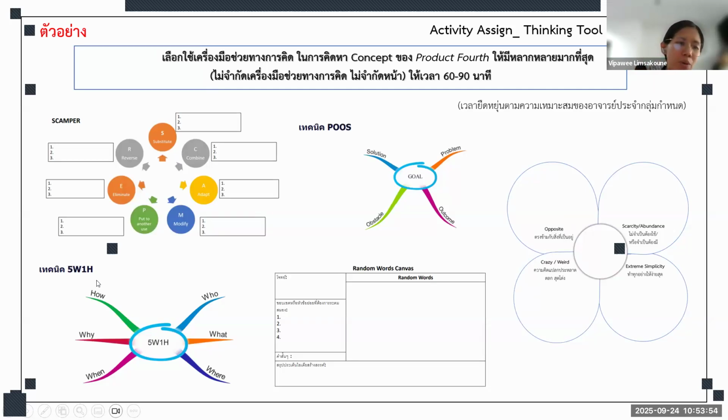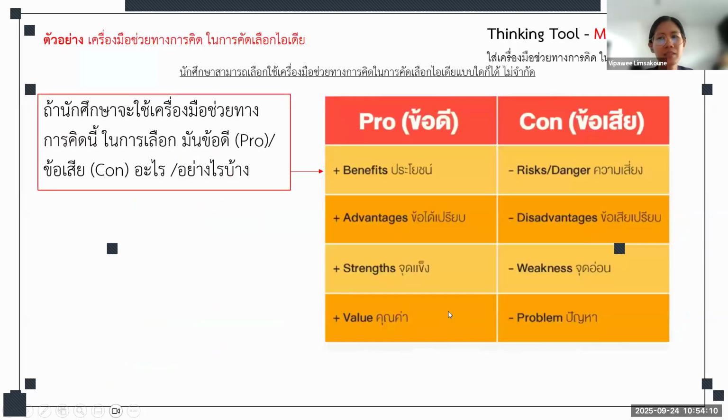Or you could use 5W1H to design the product as well. On one slide, you can just have one tool. If you don't have enough pages, you could add pages. Make choice. To make a choice, you can use pro and con, or you can use the consequence matrix. Okay.